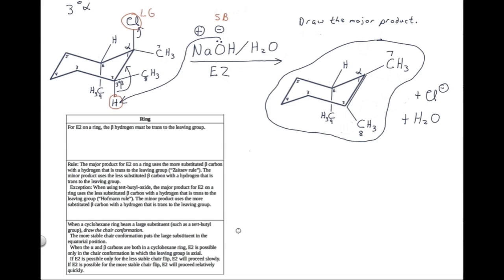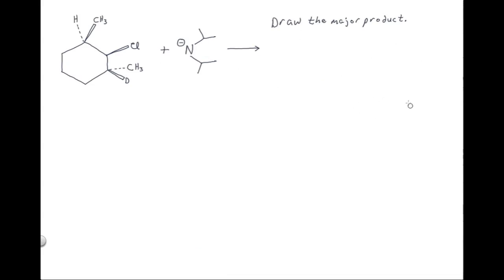Remember again, in order for E2 to occur, the leaving group must be axial, because that's the only way the leaving group can point anti to the beta hydrogen. At least that's the case when both the alpha and beta carbons are part of the ring. In this case, the chair picture that was drawn for us already had the leaving group in the correct axial position. Please pause the video and try this problem.